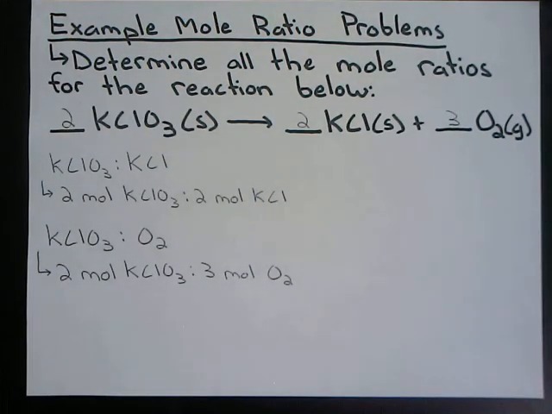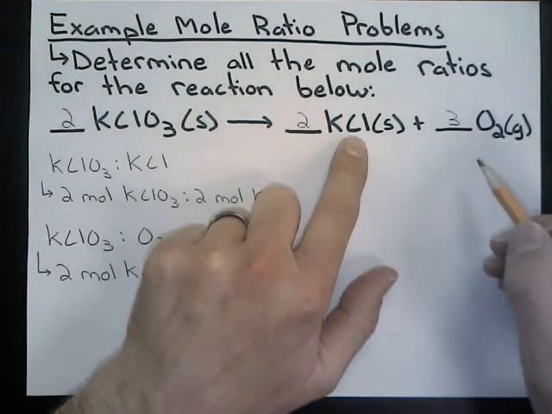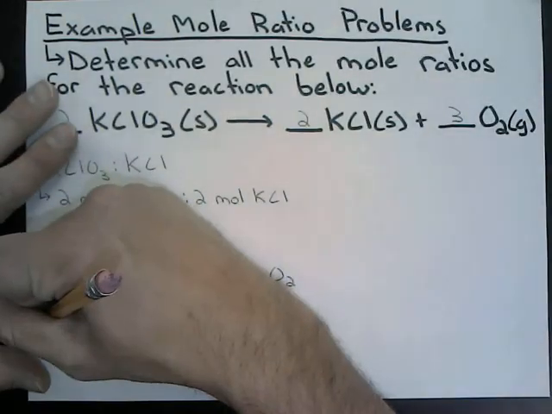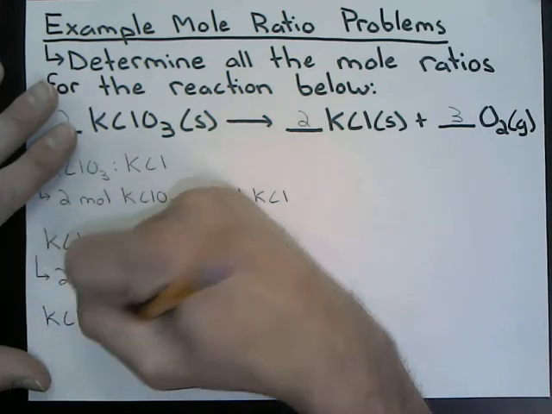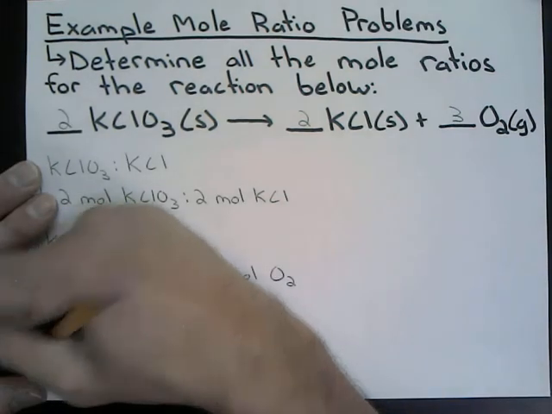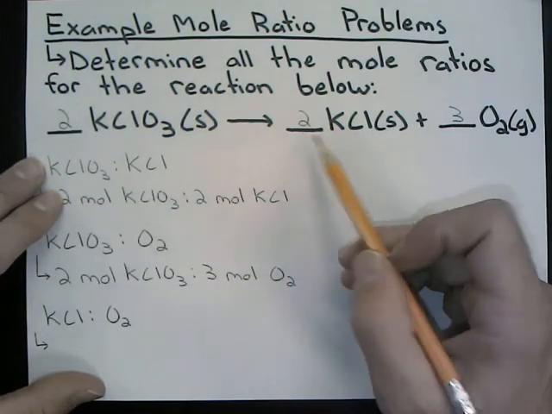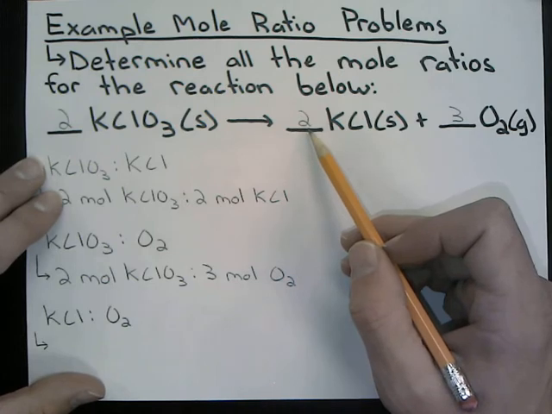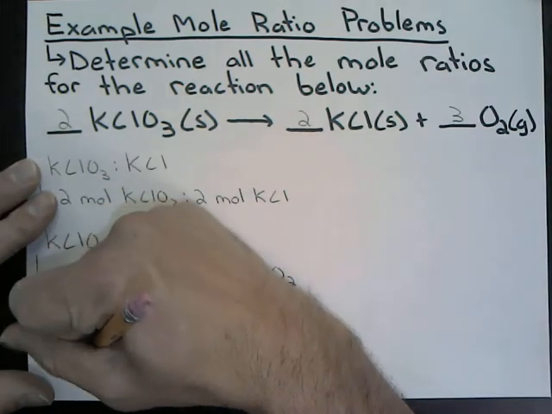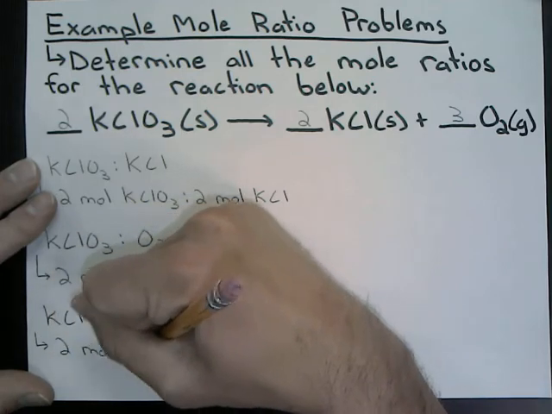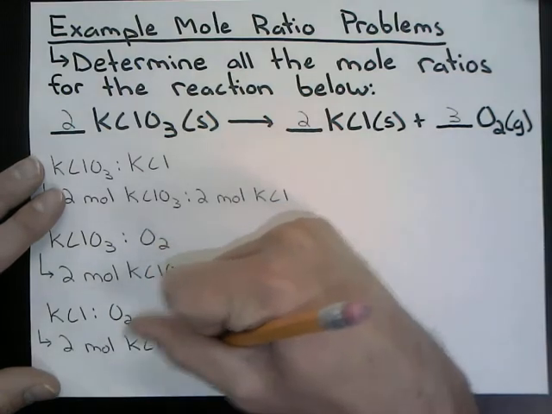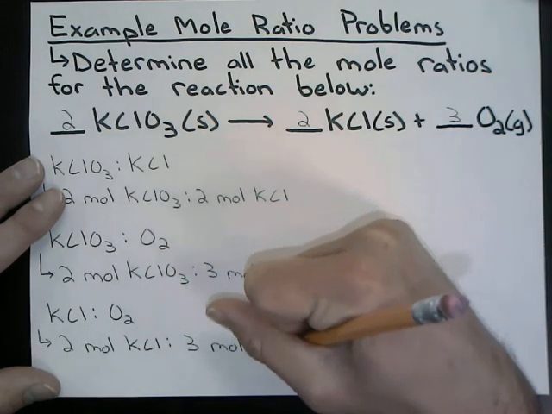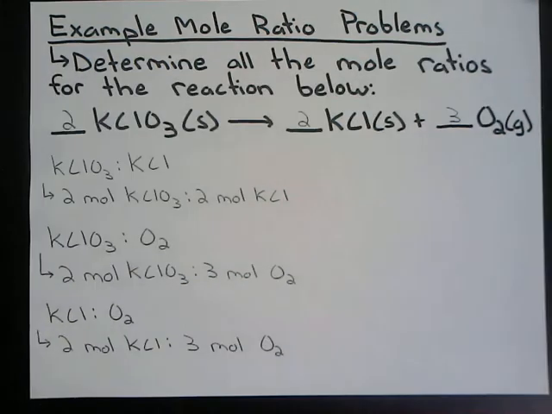Now, there's one more mole ratio in this particular problem, and that's between KCl and O2. So here we go again. We're going to write KCl colon O2. And again, to get our mole ratio, we're going to look at our balanced chemical equation. So the coefficient becomes the number of moles. So we have 2 moles of KCl to 3 moles of O2. And that's our mole ratios.